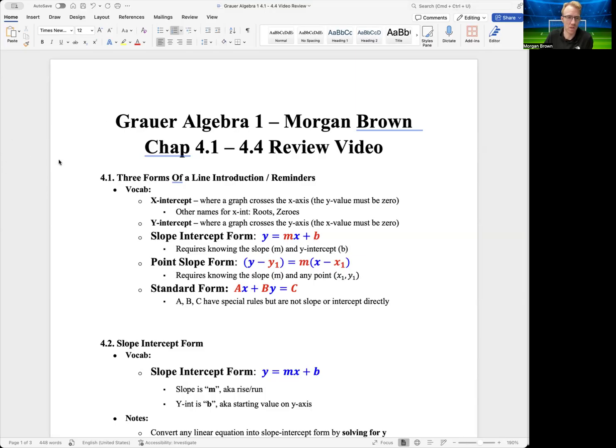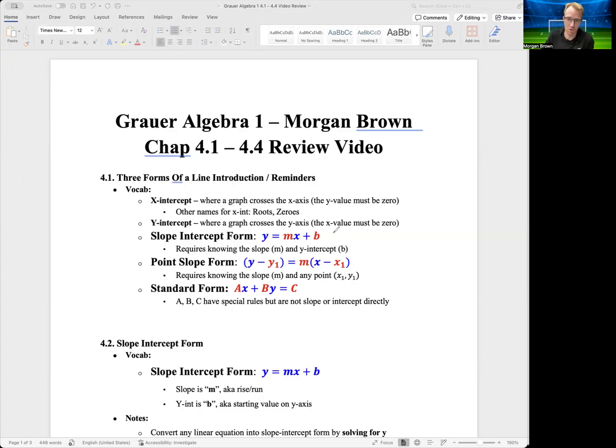So the first thing to remember and focus on is all three forms represent straight lines. They're just different ways of looking at the same line. It's like a fraction or a decimal or a percent can all represent a number. There are three different ways to represent the same number. These are three different ways to represent the same line.